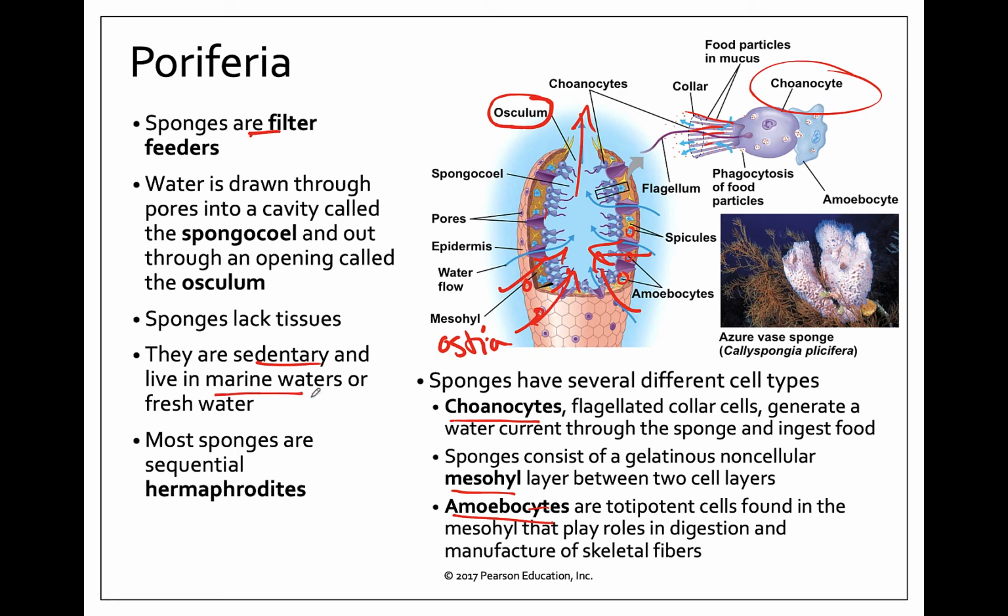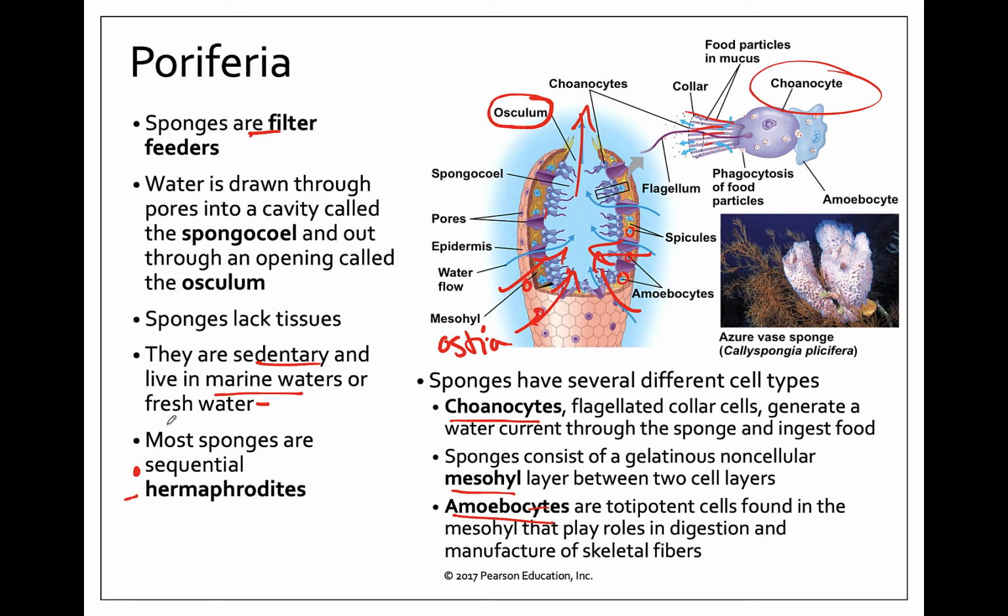Mostly live in salt water, so the oceans. There is one group of sponges that lives in freshwater. Sponges are considered hermaphrodites. So a hermaphrodite is an individual who has the capability of producing both male and female reproductive structures. And in this case, they're sequential. So they're not going to produce both at one time.